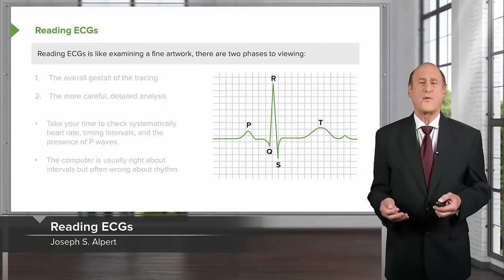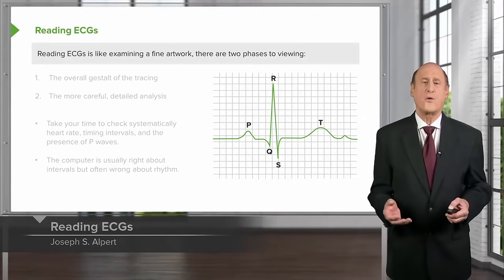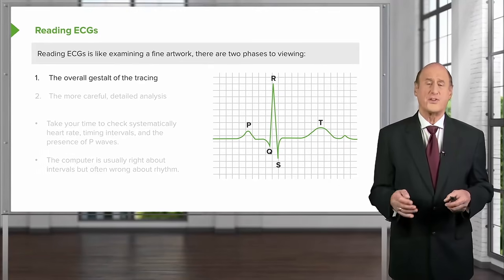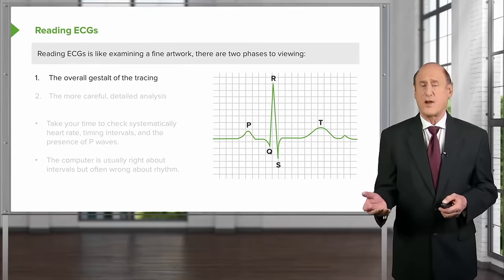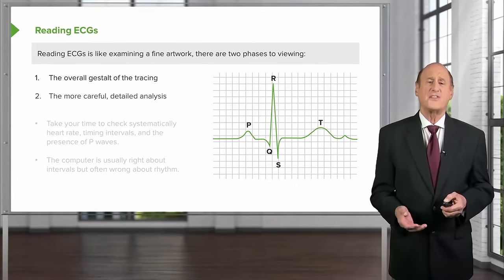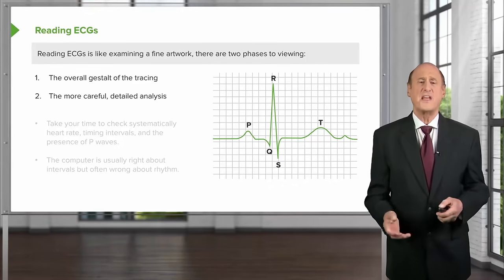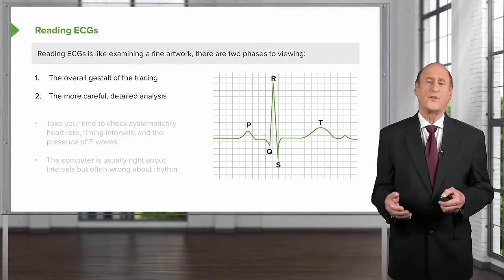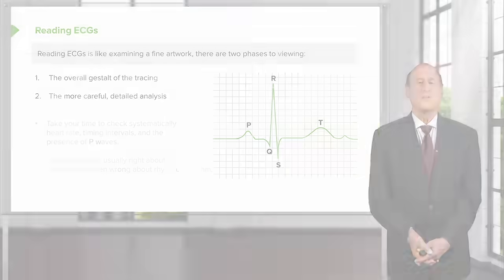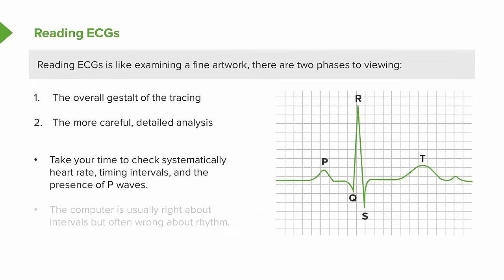Reading the electrocardiogram, as I said, is like examining a fine artwork. First of all, you get an overall impression. Something leaps out at you, particularly if it's an acute heart attack, acute myocardial infarction, as we'll talk about. But then secondly, there has to be the more careful, detailed analysis, things like heart rate and the duration of the various intervals, and we're going to go over that now. So in the beginning, don't hurry, take your time, systematically check the heart rate, the timing of the intervals, and the presence or absence of P waves. And we're going to talk about what that means in a moment.